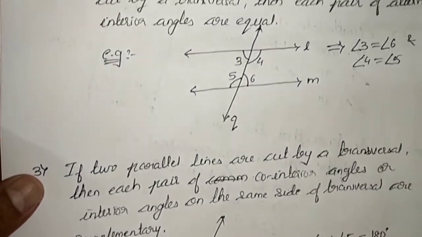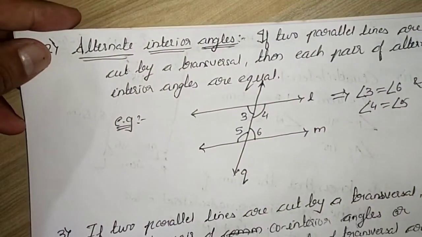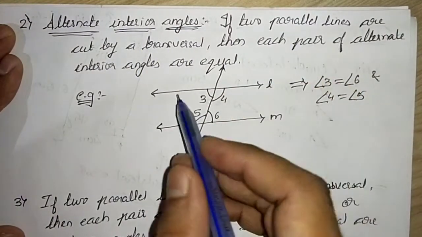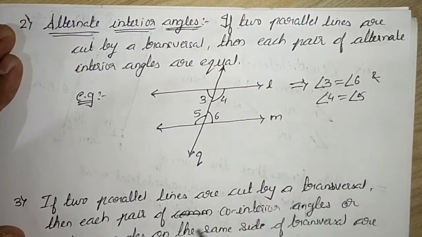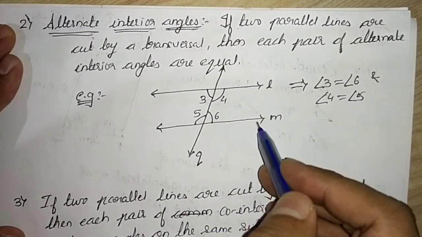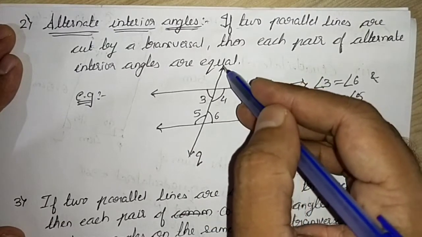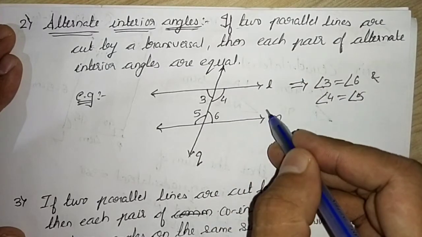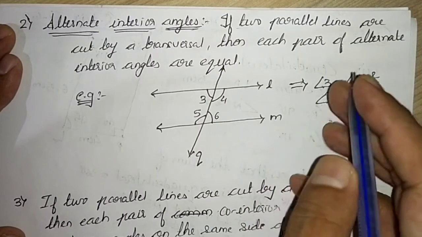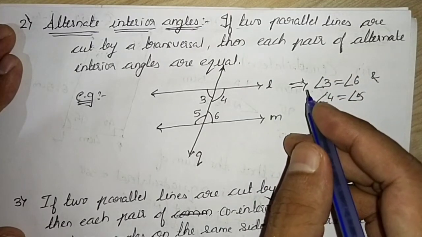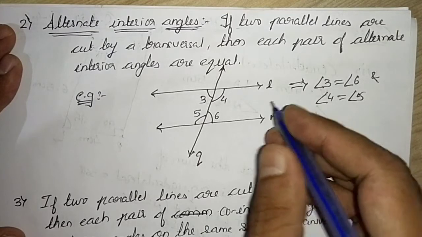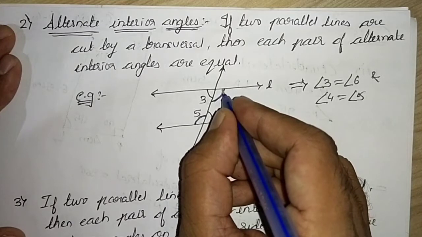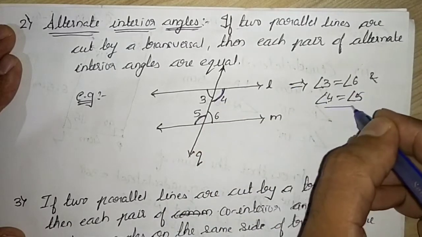Now moving to the second point. If two parallel lines, let us say L and M, are cut by a transversal, let us say Q, then each pair of alternate interior angles will be equal. What is the pair of alternate interior angles? 5 and 4. Angles 5 and 4 are equal.